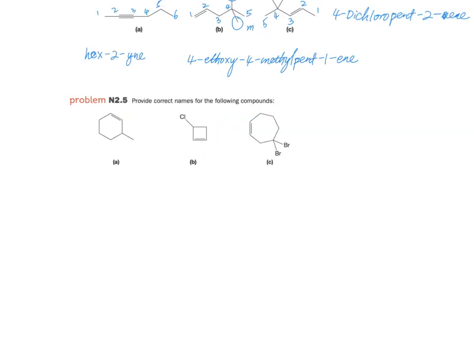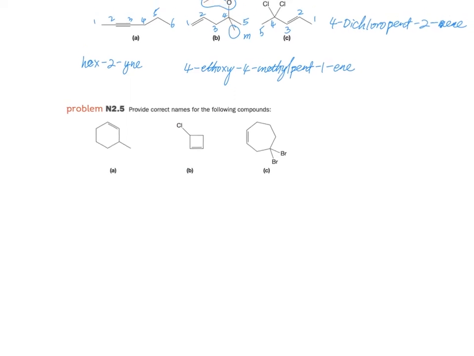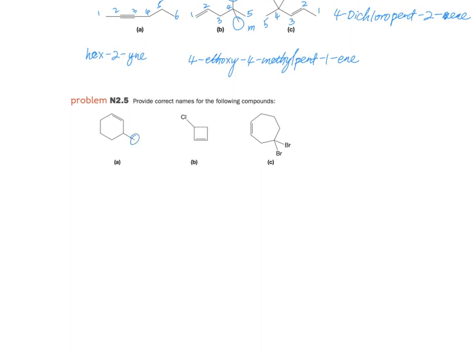For rings, we know we always want to give the multiple bond 1 and 2. So it's a matter of which direction you number. In this case, we want the methyl to have a smaller number, so we should number it clockwise 1 to 3. So for this one, we should name it as 3-methylcyclohexene. You can always omit this 1.